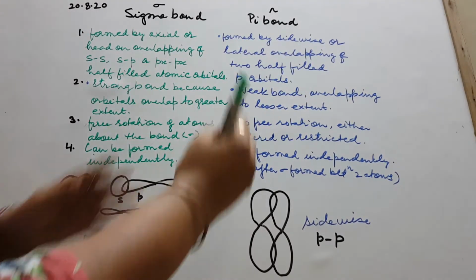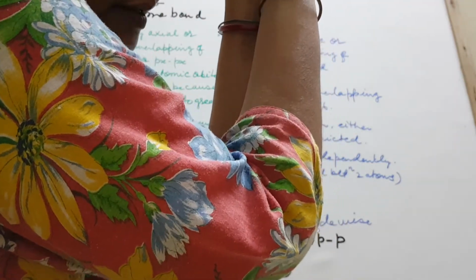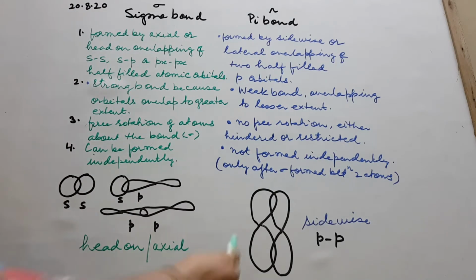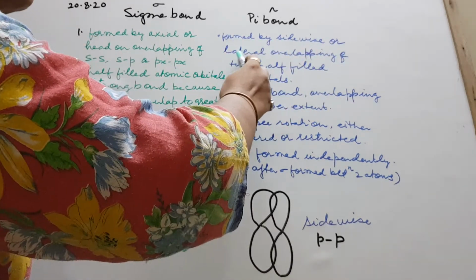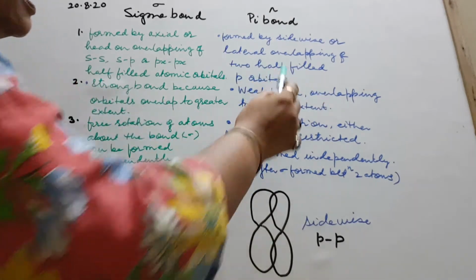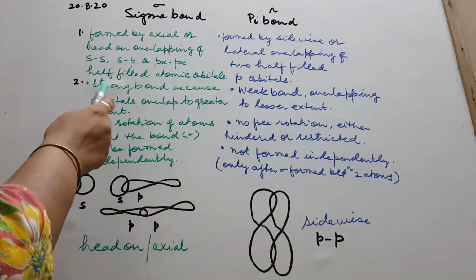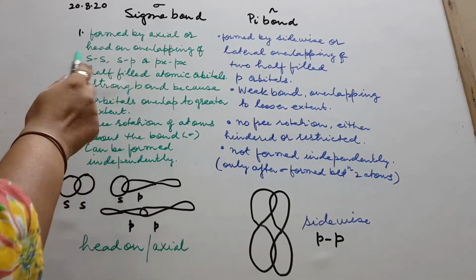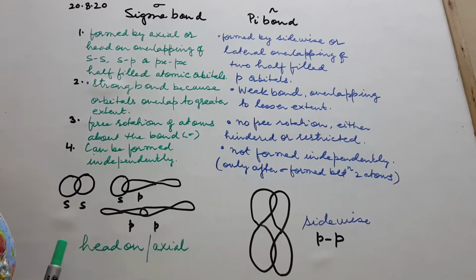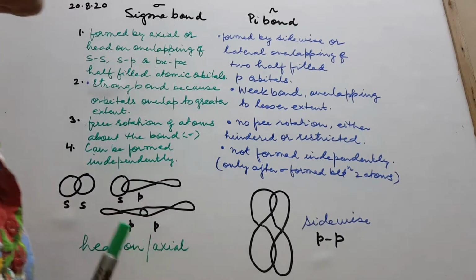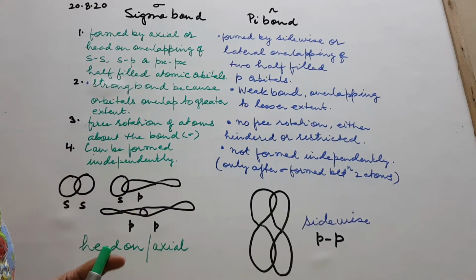A pi bond is formed by sidewise or lateral overlapping like this. So this is sidewise overlapping of two p orbitals, and they give rise to a pi bond. It is formed by sidewise or lateral overlapping of two half-filled p orbitals. And a sigma bond is formed by head-on overlapping of two half-filled s orbitals, or one s and one p, or two p orbitals overlapping along the x-axis, that is, axial or head-on overlapping.